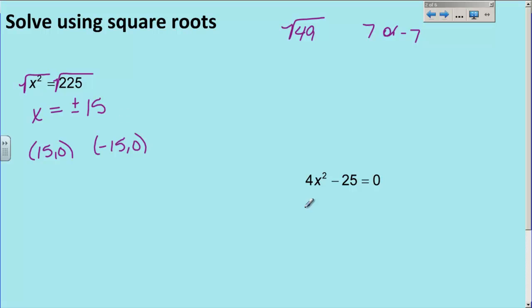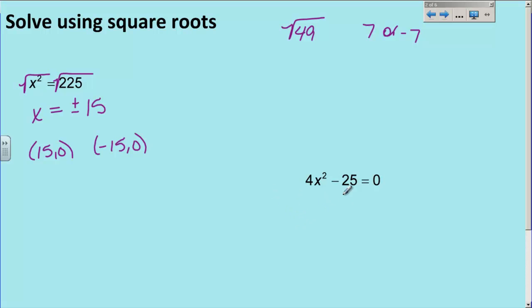So now this next one. I have 4x squared minus 25 equals 0. Again, I could factor. This is a difference of two squares. I could pull that out and factor it and solve it, but I don't have to. Because this does not have a b term, using square roots is probably the easiest way to do this.